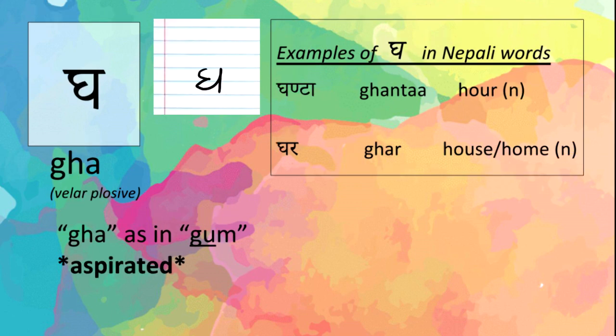The next letter is gha, ga as in gum, but it's aspirated. This is a velar plosive sound as well. Examples of gha in Nepali words are ghanta and ghar. Ghanta meaning hour, the telling time kind of hour, and ghar meaning house or home.